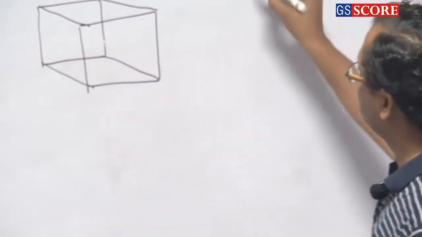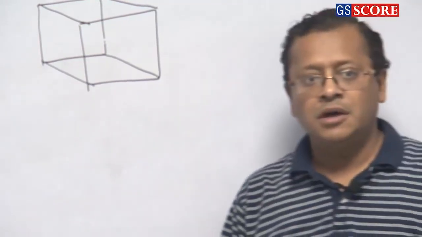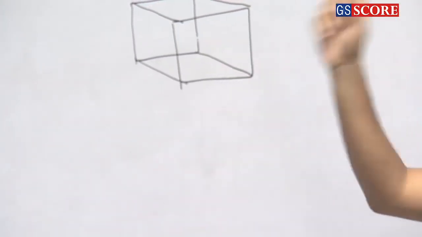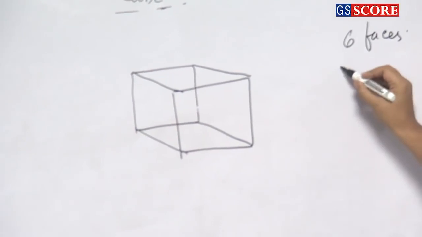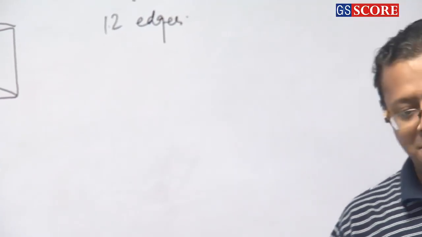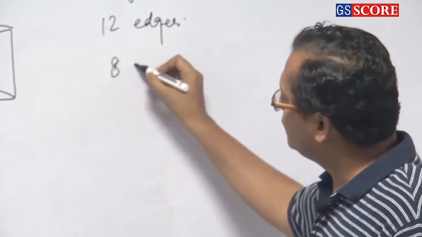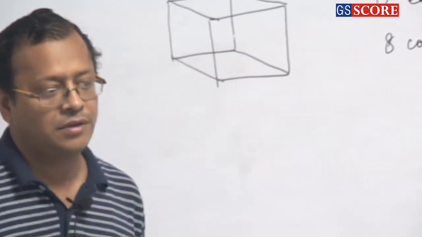6 faces. How many edges are there? How many lengths are there? How many sides are there? 12. 1, 2, 3, 4. So 4 length, 4 breadth, 4 height. So 12 sides. We also call this 12 edges. And how many corners are there? 8. No problem. Clear or not? Right? Okay.